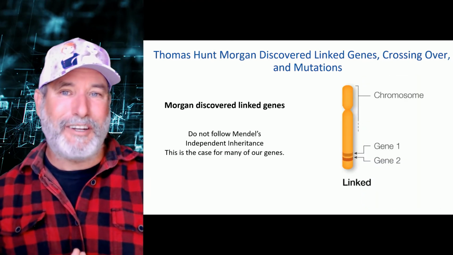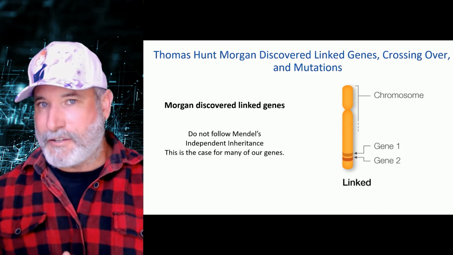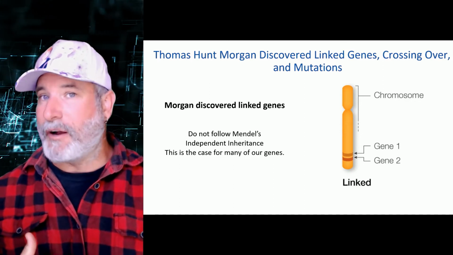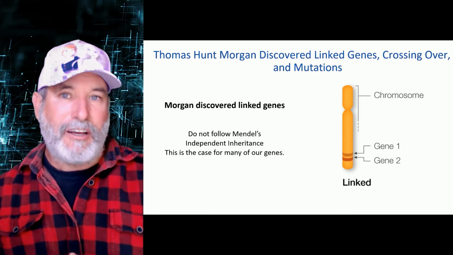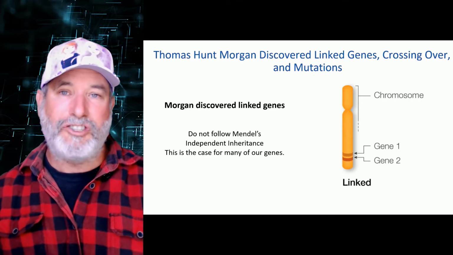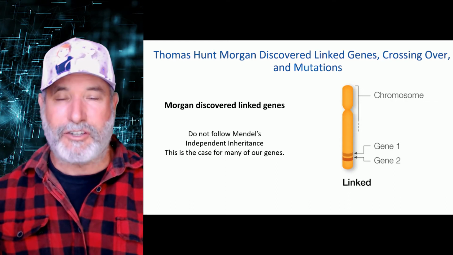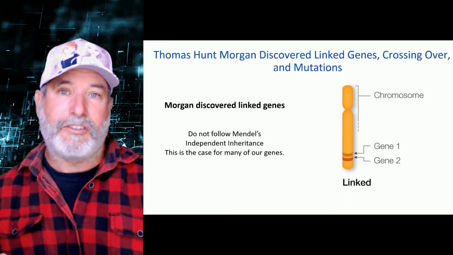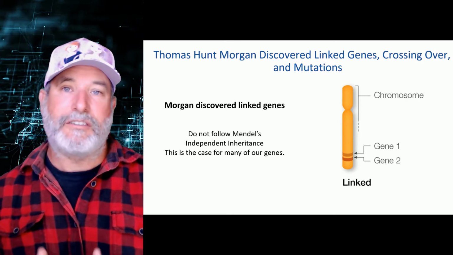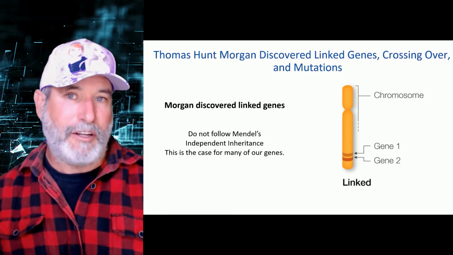He also discovered linked genes. Think about it this way. We have 23 pairs of chromosomes, and we have over 20,000 genes. There's no way that all genes can be inherited independently of each other. Most share some space on a chromosome, so we would discover they are linked. So this is not following strict Mendelian genetics.